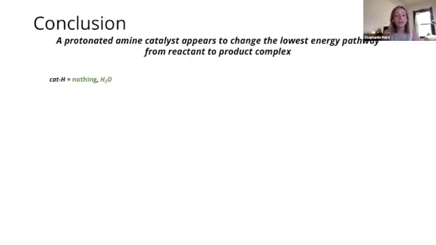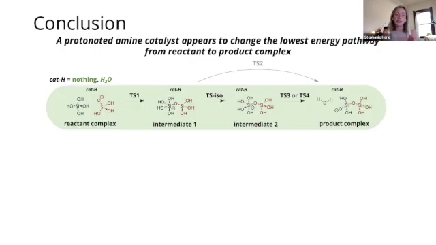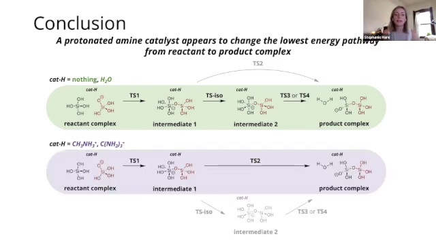And so again, when we have no catalyst or a water molecule as a catalyst, the lowest energy pathway is this isomerization pathway, and the direct pathway from intermediate one to the product is a secondary pathway, which probably is still accessible at room temperature, but is not the lowest energy pathway. But then if the catalyst is a protonated amine, the direct pathway ends up being the lowest energy pathway. But again, this isomerization pathway is still probably accessible at room temperature.